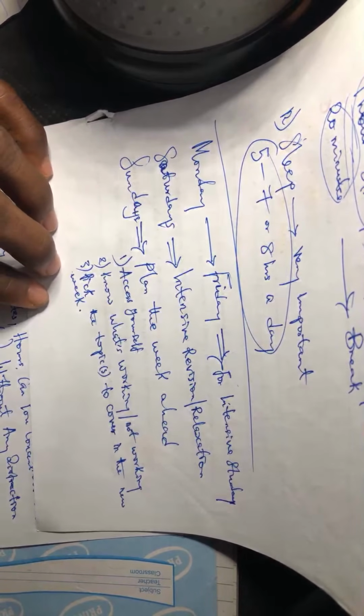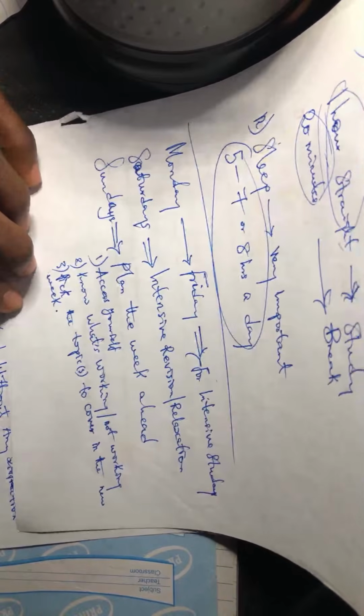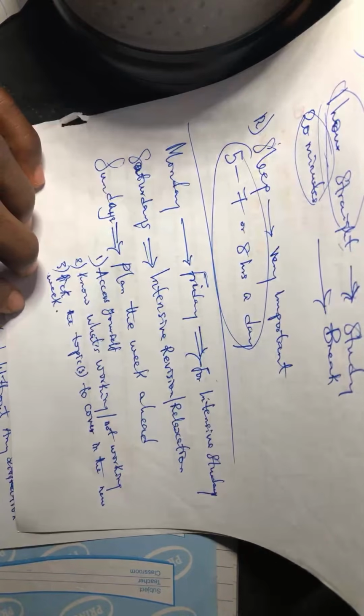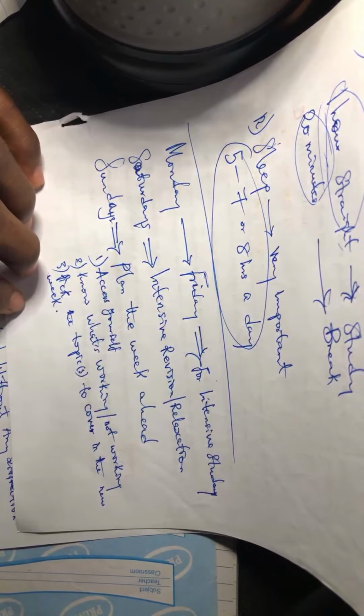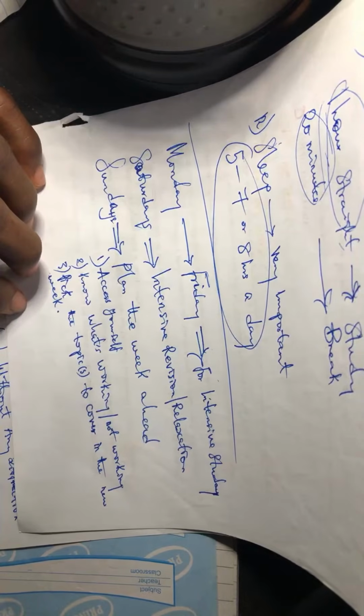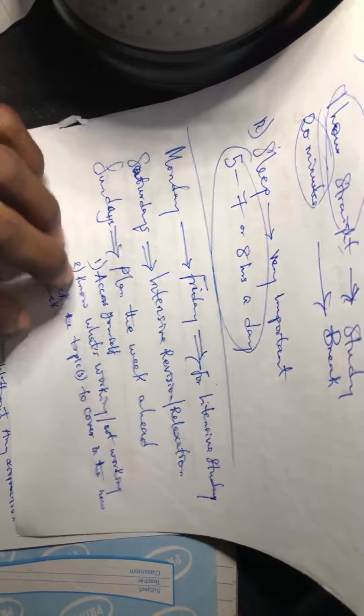I'll be launching a book very soon, and the title of the book is the Productivity Series. This book will help you to be very productive. It will help you to know when to read, when to take breaks, and when to do anything you want to do, what to do and what not to do at a given time.